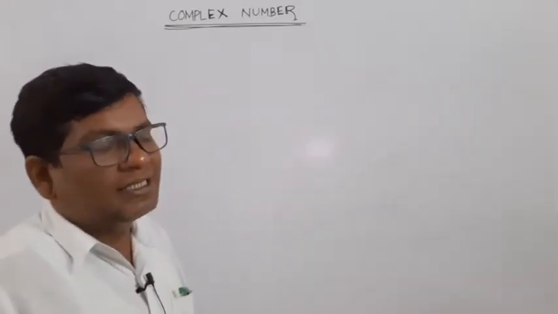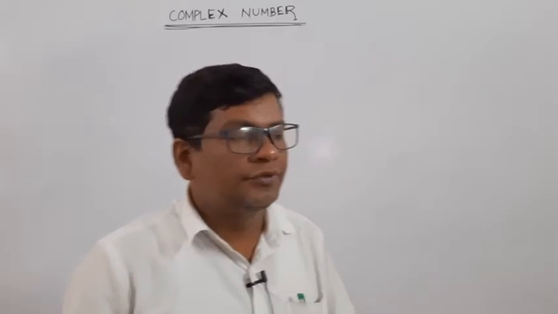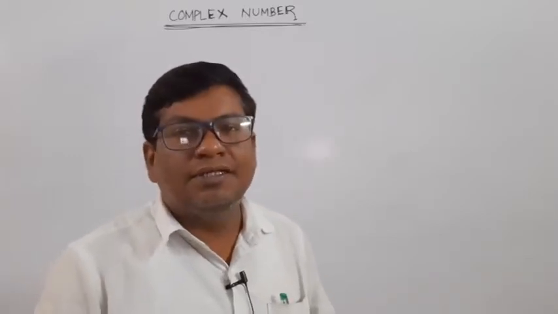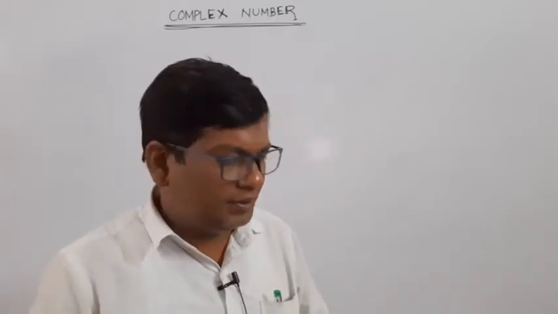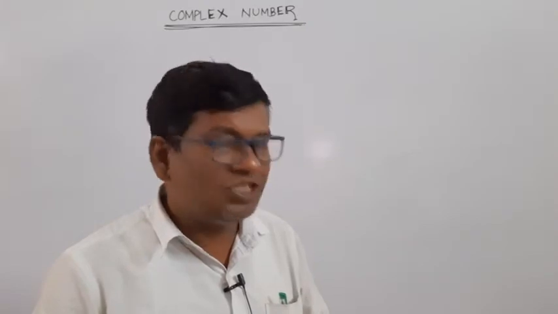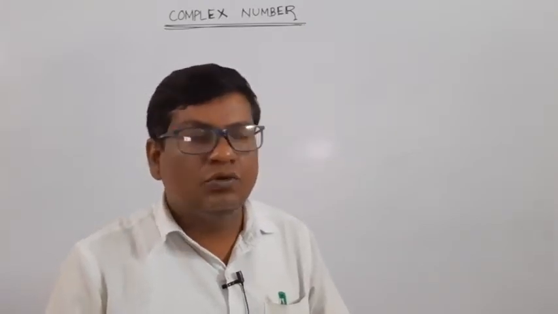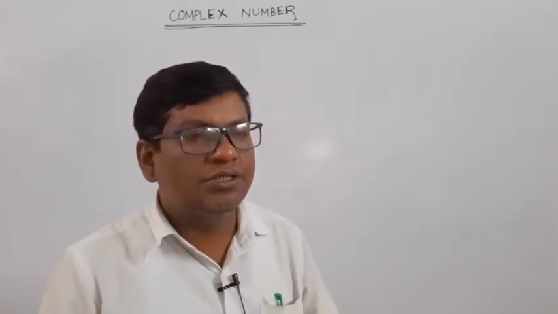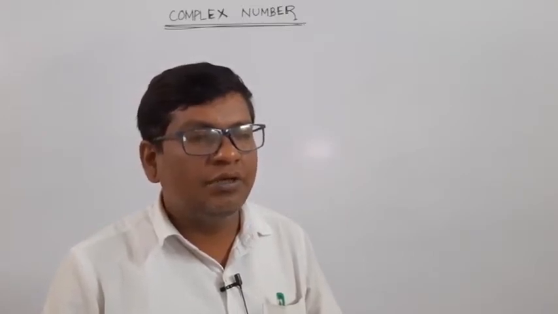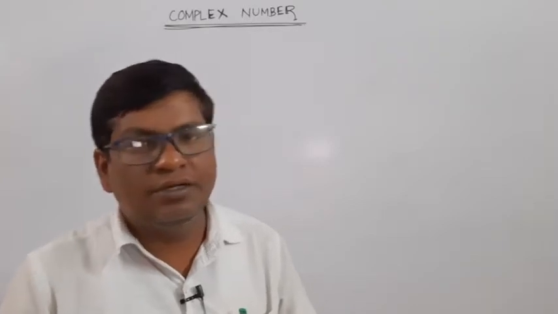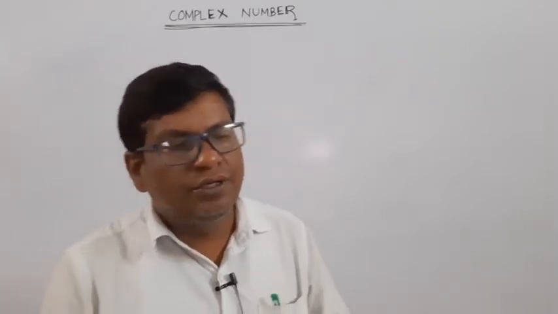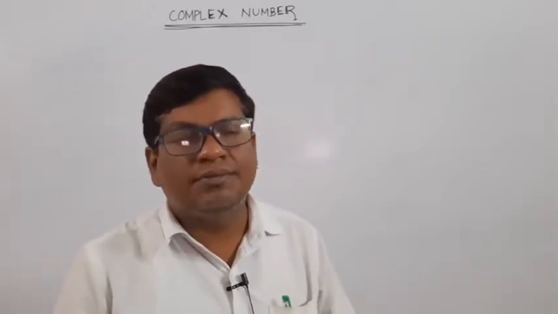Dear students, in last class we discussed what is the argument of the complex number and properties of the complex number and some problems. Now today we are going to discuss about the polar form of the complex number and Euler theorem of complex number, then how to find the square root of the complex number.